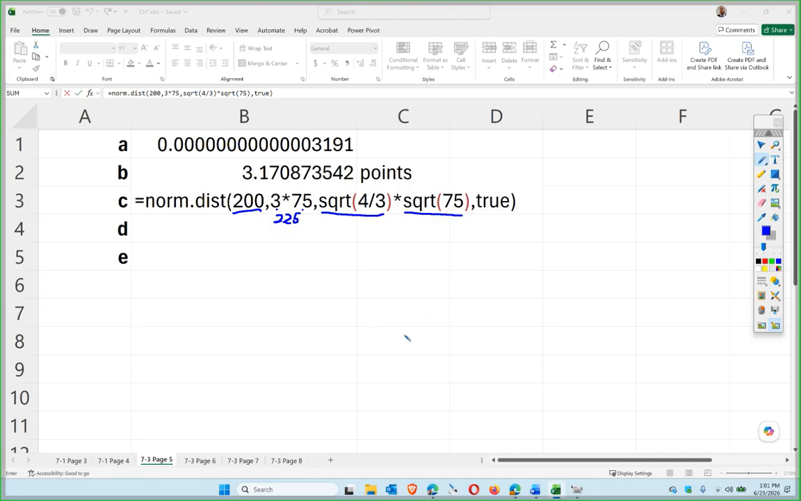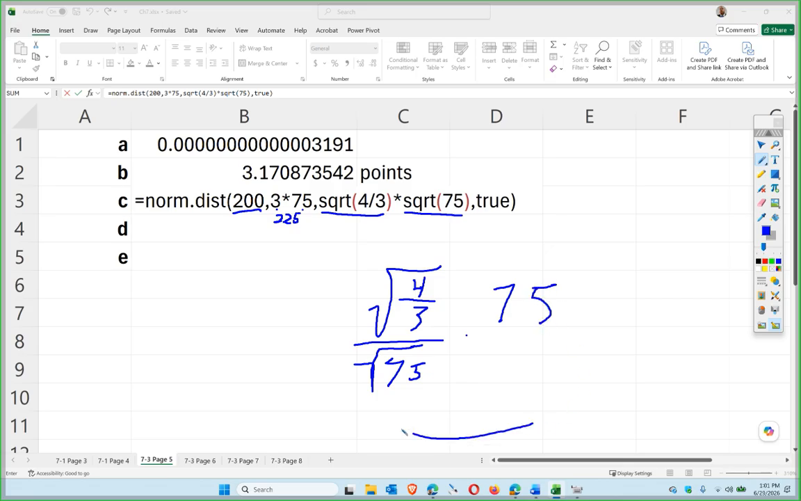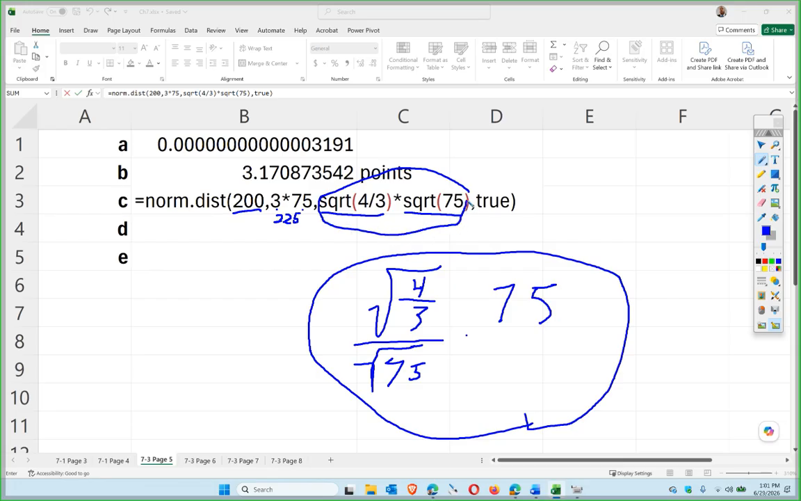Okay. The standard deviation is this, but why are we multiplying by that and not 75? That's the question. Well, if I have the square root of 4 over 3, the standard error would be divided by the square root of 75, correct? So if I times it by 75, this whole thing is the same as this. Well, you're like, why is that? This is the shorthand way of doing it.